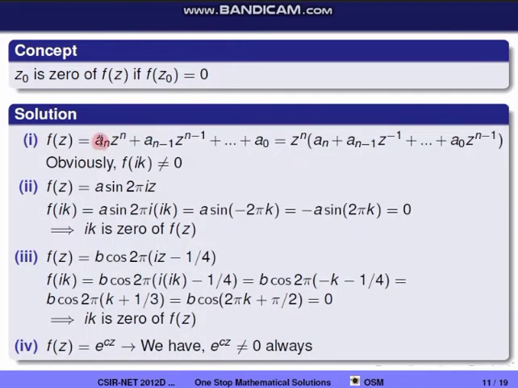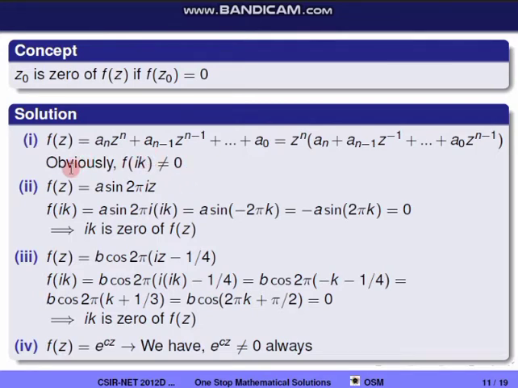So the first option is a polynomial function. A polynomial function is always entire. So now we'll check whether ik is a simple pole or zero. So f(z) is equal to an z power n plus an minus 1 z power n minus 1 plus etc. up to a naught. From this I am taking z power n outside as common. So this is equal to z power n into an plus an minus 1 z power minus 1 plus etc. up to a naught z power minus n. So to check ik is a zero, we have to get f(ik) equal to 0. But here we are getting f(ik) as a non-zero number. So ik is not a zero of f(z).